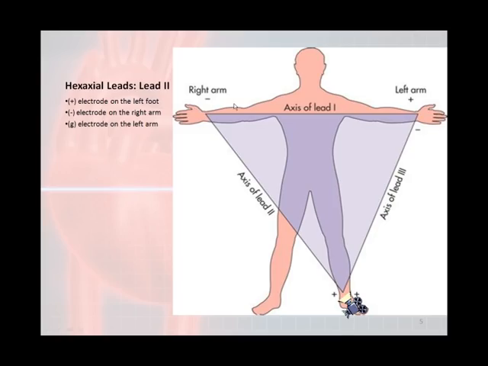Now let's look at lead 2. To acquire lead 2, you're going to put the positive electrode down here at the left foot. The negative electrode is still going to stay up here on the right arm. The ground electrode is going to come over here onto the left arm. So you're still looking from positive to negative, so now you're actually looking up in this direction towards the right arm.